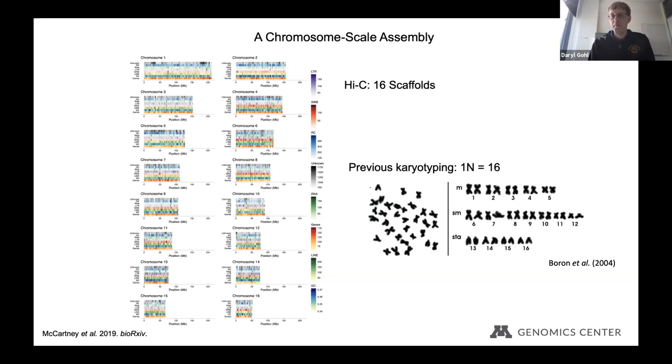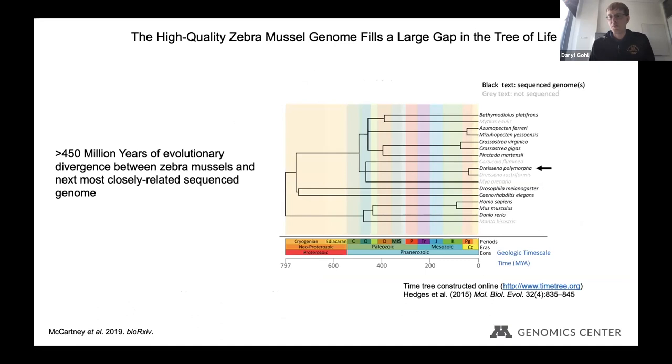And this genome, aside from being useful for these biocontrol efforts, also filled in a really big gap in the sequence tree of life. So zebra mussels are actually over 450 million years diverged from the next most closely related sequenced genome. Just to give some context, this is about the evolutionary divergence between human and cartilaginous fish like manta rays. So this was a huge gap and a huge blind spot in our understanding of the tree of life. And the zebra mussel genome is going to be very scientifically important in filling in that information.